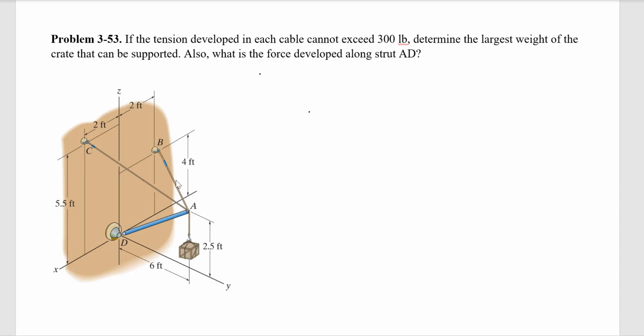So in this system we have two ropes and then we have a member AD. The difference between a rope and a member is that ropes are always in tension, but the member could be in tension or compression. So we don't know the direction of the member or the strut AD. Like any other equilibrium problem, we have to draw the free body diagram first. So we start by drawing the free body diagram of point A, where all the forces are acting.